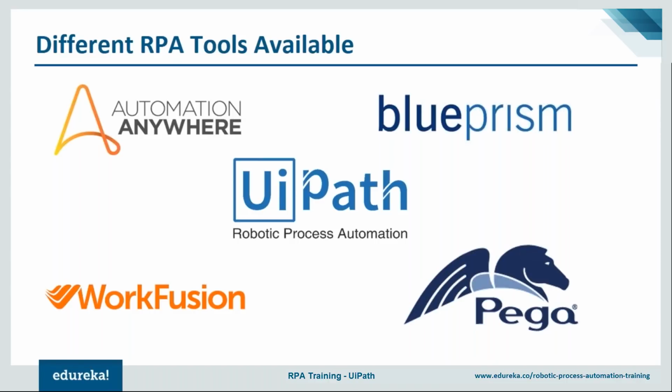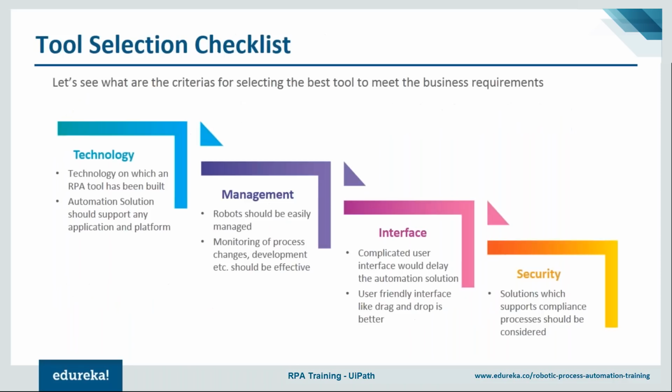You have Automation Anywhere, you have Blue Prism, you have UiPath, you have WorkFusion, and then you also have Pega. So along with these, there are a whole lot of different tools which are available in the market. Now you might be wondering which tool to use. How will you decide which tool to use? So there is a checklist which you can follow to actually choose a tool.